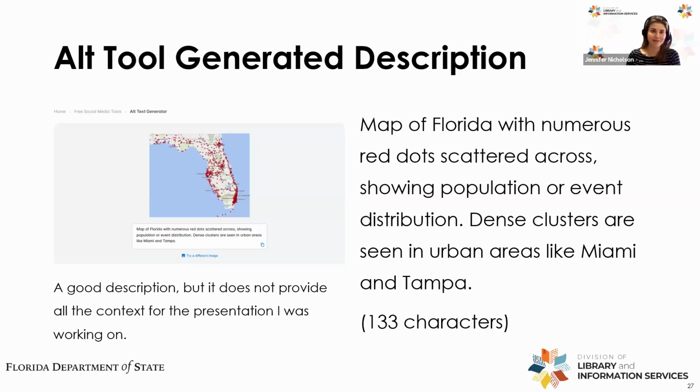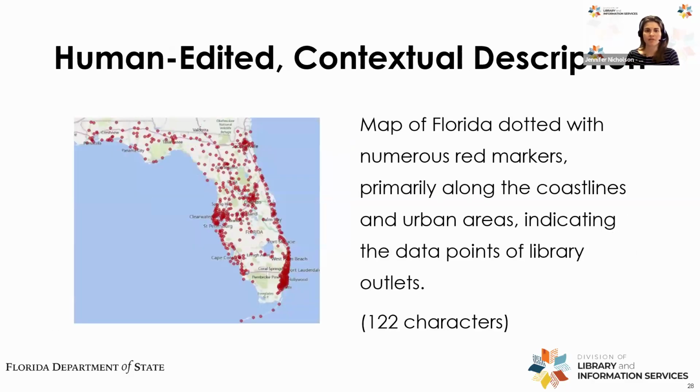So I was inspired by the Tailwind alt text, took that, and then edited it into this. The final result was: map of Florida dotted with numerous red markers, primarily along coastlines and urban areas, indicating the data points of library outlets. So for us specifically in the webinar, we're going to be talking about what library outlets are, and that you can use this map for data points that we have available that's accessible for people. So that kind of gave it a little bit of context.